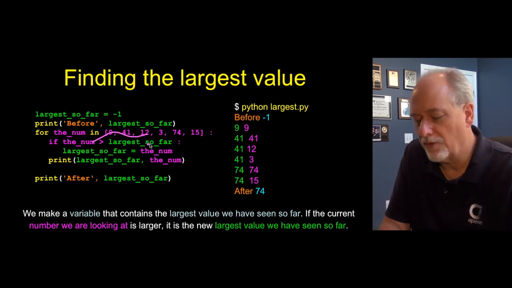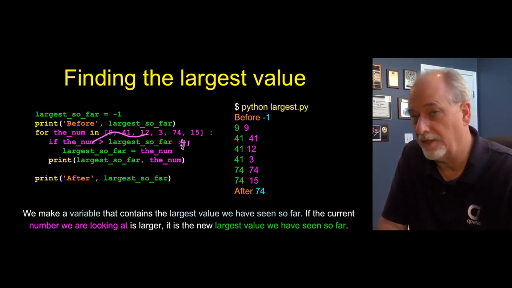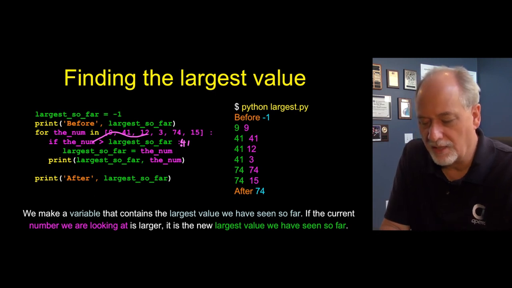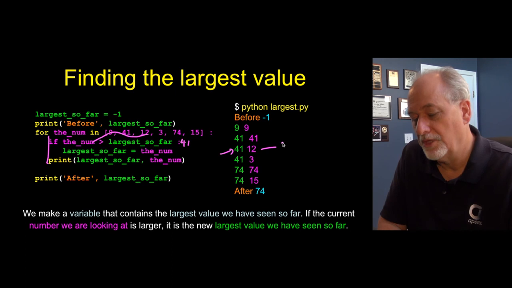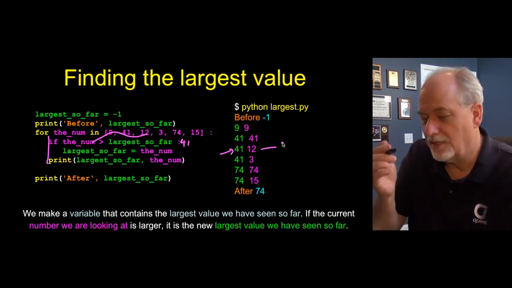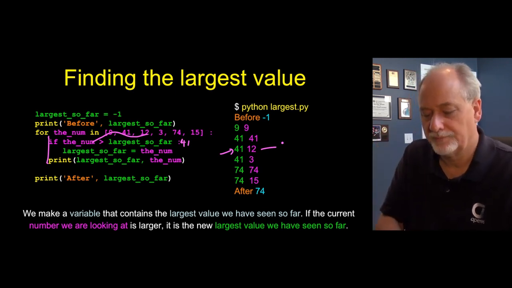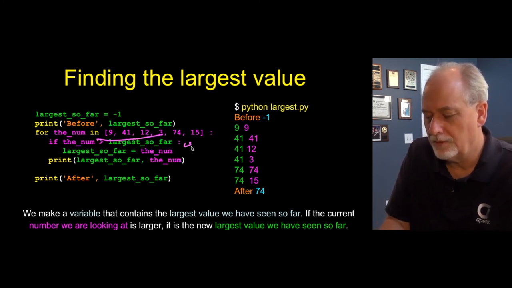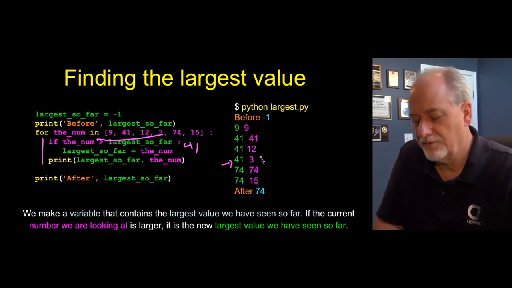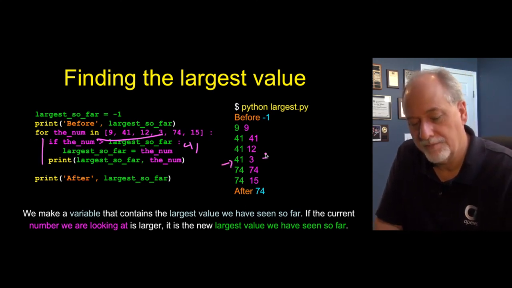Is 12 greater than 41, which is the largest we've seen so far? And the answer is no, it is not, so we skip. So the largest so far stays 41 even though we saw 12, meaning we're sort of like ratcheting up, but we never ratchet back down. So we run it again with 3, and we skip this, and then the largest so far is 41 even though we just saw 3.